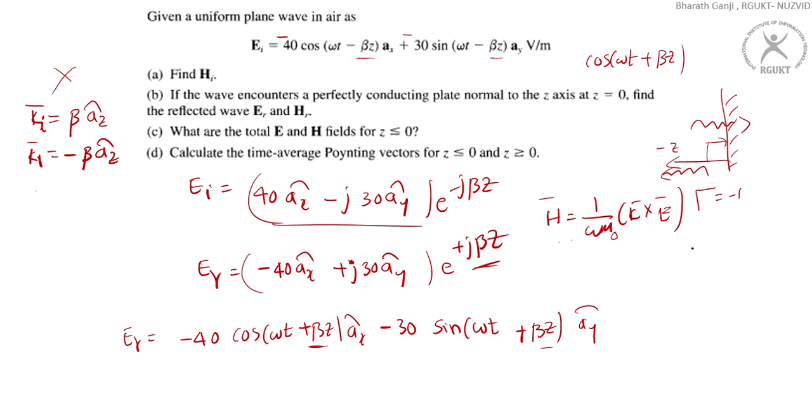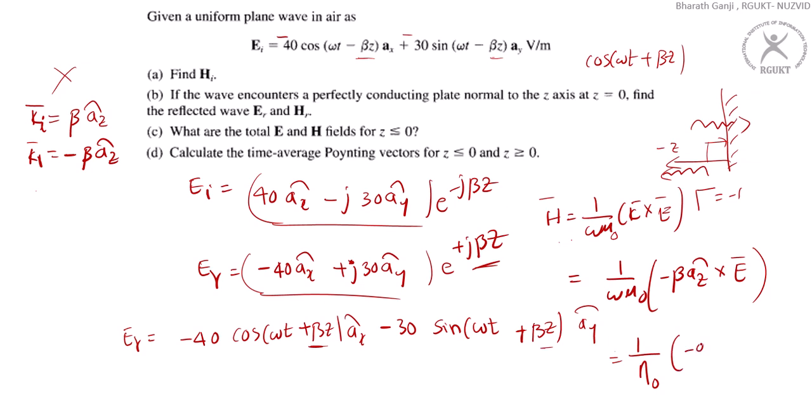If that is your scenario and you substitute it here, you have to take the cross product. This becomes 1 by omega mu naught times k bar, and I can replace it with minus az cap, cross product with the electric field. Here you can bring beta out. Beta by omega mu naught is nothing but 1 by eta naught. So you take az cross E bar, and I'll get the answer for the magnetic field.